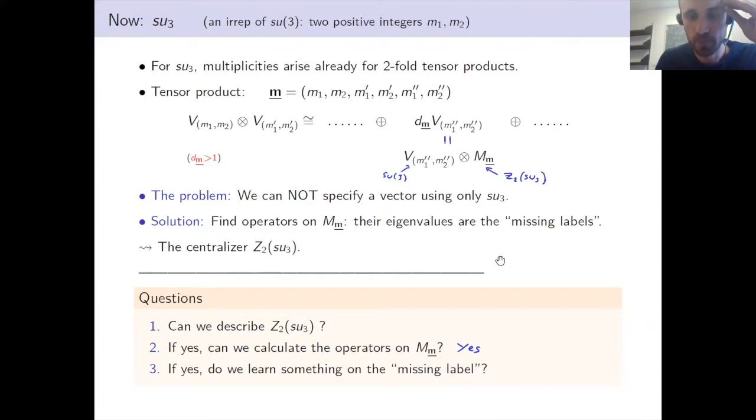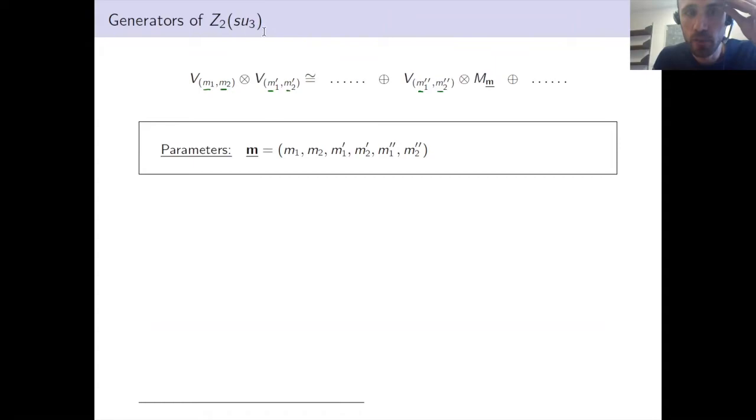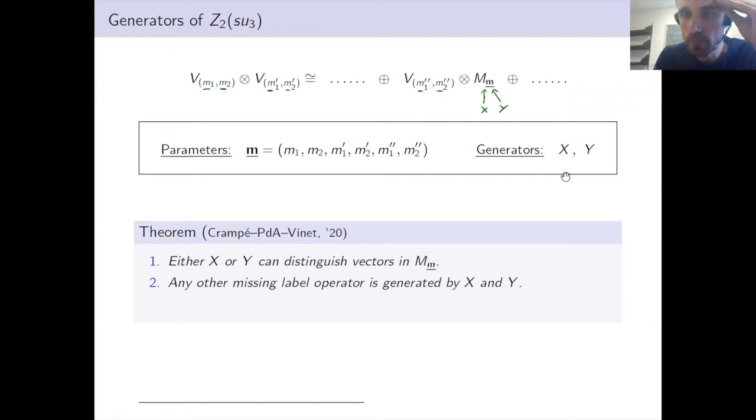So let's start with the algebraic description of Z2 of SU3. Remember, there will be some parameters. The parameters we already chose: six parameters, labeling the three irreducible representations of SU3. Okay, so what about the generators? Well, it turns out, this was the first surprise in this work, that we only need two generators. Remember, this is a minimal amount of generators, and this happens also for Z2 of SU3. It seems that it will always be the case. I can assure you that it's not. It really means that we have some sort of special situation. So Z3 of SU2 and Z2 of SU3 are simple enough that we can generate the centralizer by only two elements. So this X and Y, they do act on this multiplicity space.